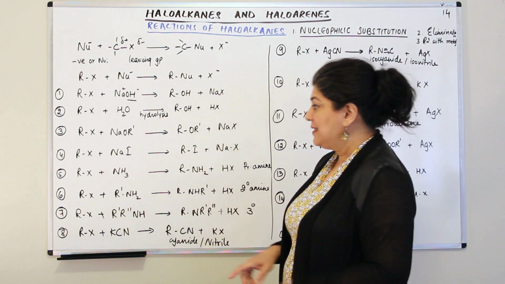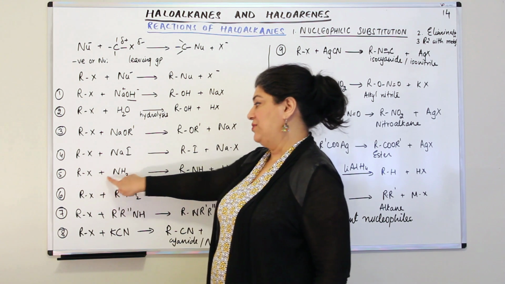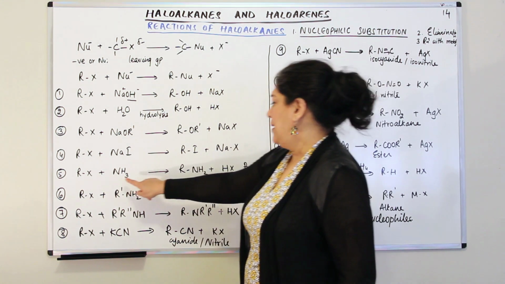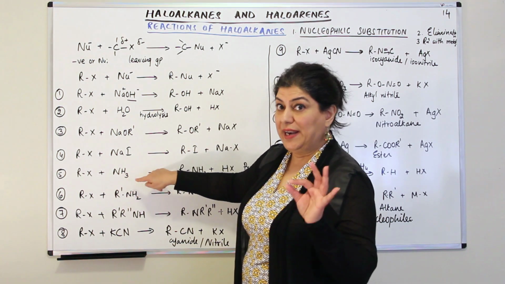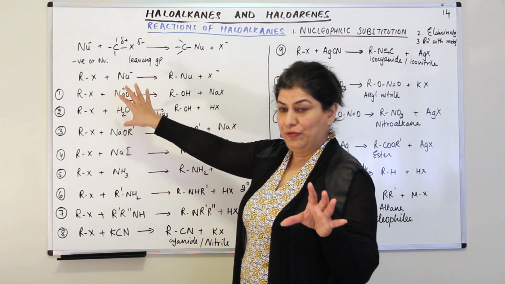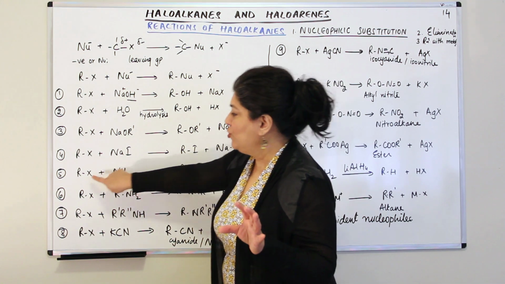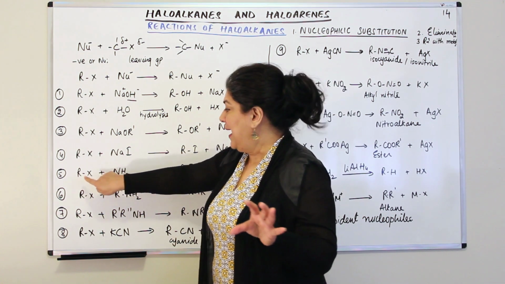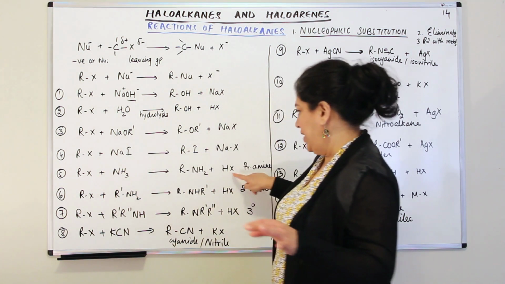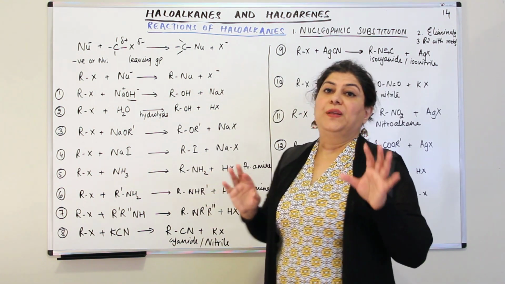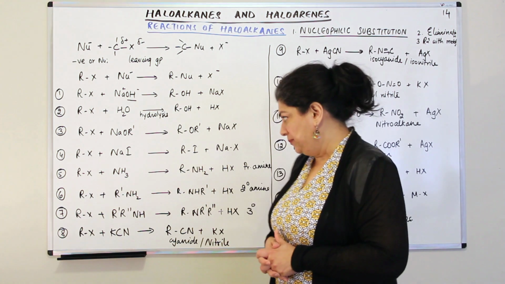What do we do in this? You take the haloalkane, you make it react with ammonia, NH3. One of the hydrogens will be H and NH2. NH2 becomes the nucleophile. Now NH2 substitutes the halogen, and the hydrogen which is left combines with the halogen to form HX, and RNH2 is a primary amine that you get.